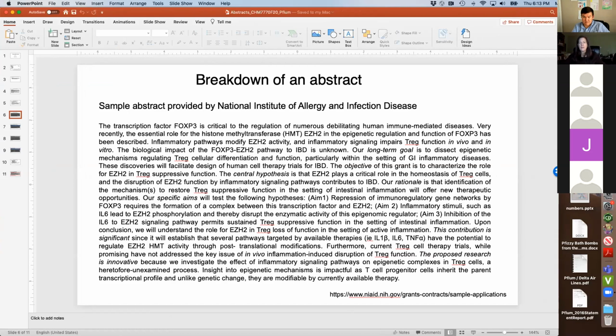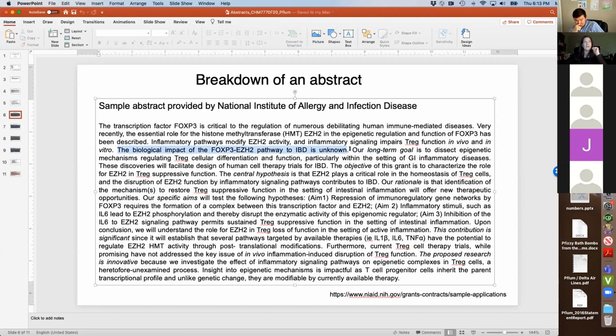Has anybody identified the gap in the field? There's one key word you should be looking for to find the gap. If you found it, let me know. Yeah, in the chat, I just saw the biological impact of this pathway to IBD, which, I guess it's not defined here. That's a mistake. But you're right, this is the gap in the field.